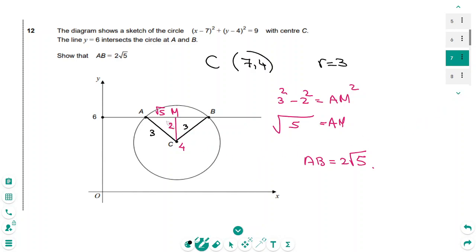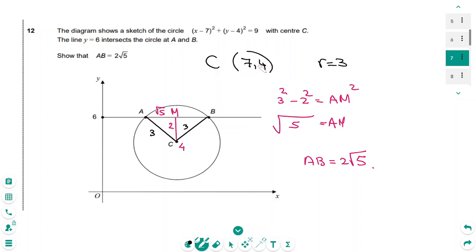On the exercise 12, here I have a circle with equation x minus 7 bracket square plus y minus 4 square is equal to 9. Now if I have the equation of the circle, I can find the center. The center of the circle are the values of x and y that make the bracket 0. And so the center is 7,4.